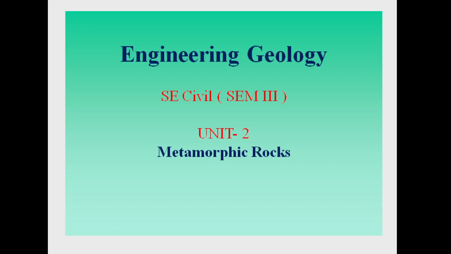One type of rock slowly changes to another type. Some changes occur in the rocks and they are changing from one type to another type. So the rock cycle shows the relationship between these three types of rocks: igneous, sedimentary, and metamorphic. In the previous lecture we studied the igneous rocks and sedimentary rocks also. Now we are going to study the metamorphic rock.